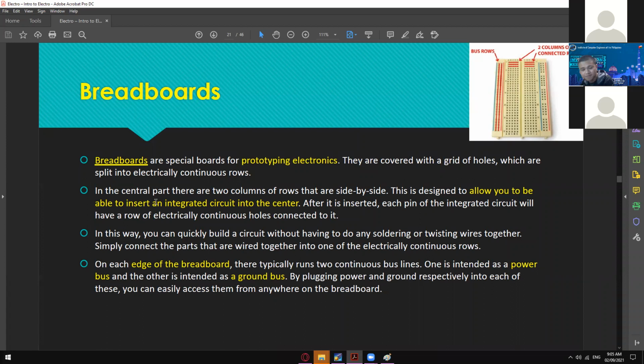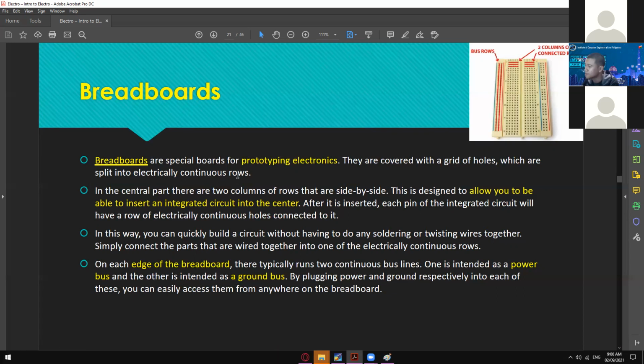Especially that nowadays, Sir Dion requires software and hardware. It's not just pure software anymore, but it requires hardware. Then you have to integrate AI and machine learning. So as of now, I would like you guys to buy one and start learning about breadboards. They are fun to use.